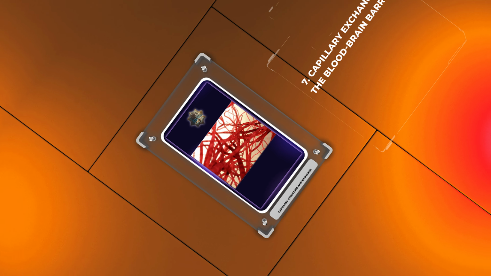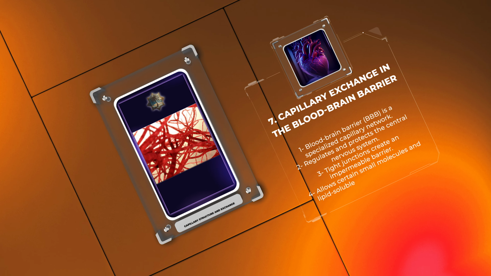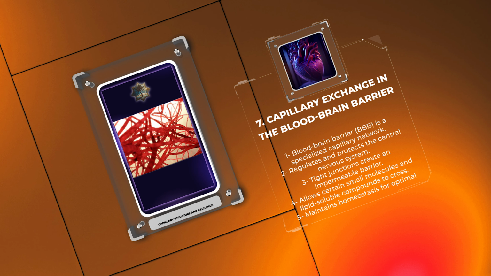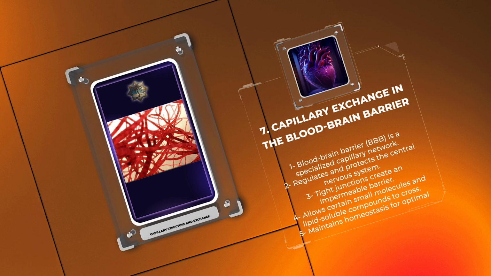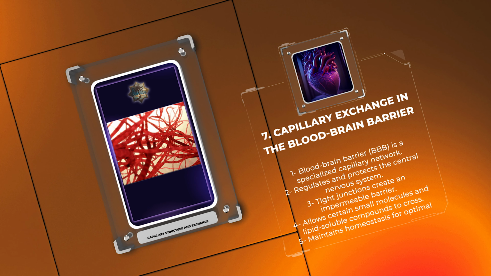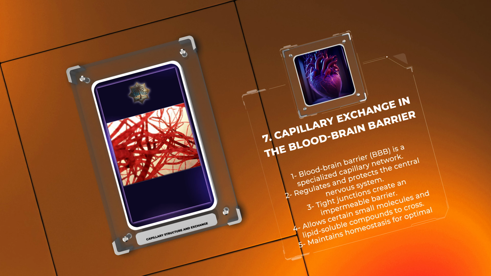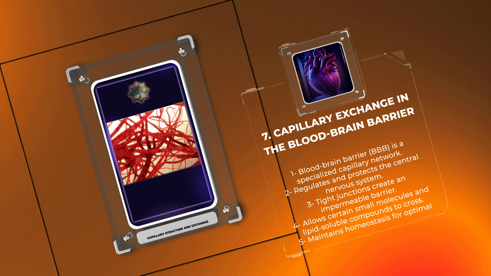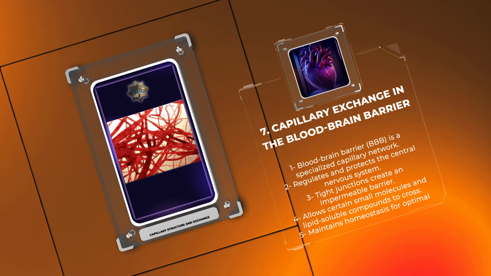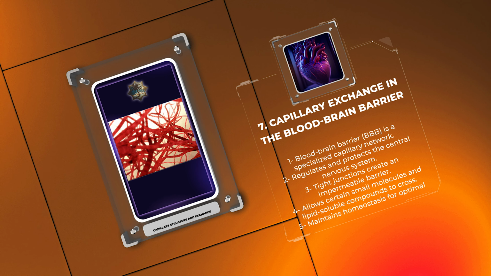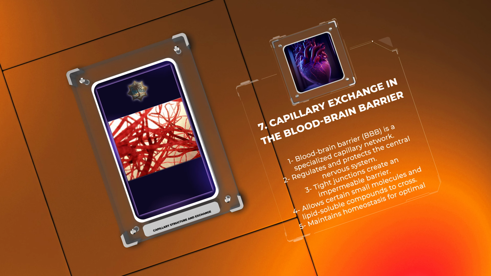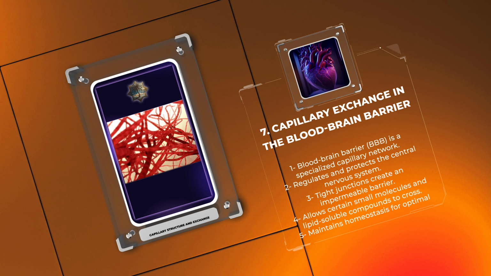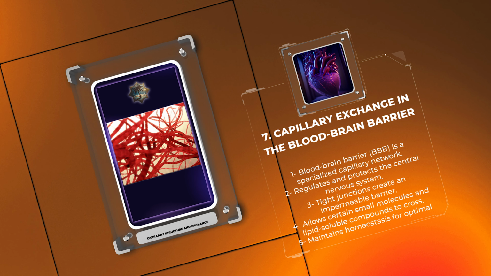The blood-brain barrier, BBB, is a specialized capillary network that regulates and protects the central nervous system. It restricts the passage of most substances into the brain, maintaining the homeostasis required for optimal neural function. The tight junctions between endothelial cells in BBB capillaries create a nearly impermeable barrier, preventing the entry of potentially harmful substances circulating in the blood. However, certain small molecules and lipid-soluble compounds can cross the BBB through specific transport mechanisms.